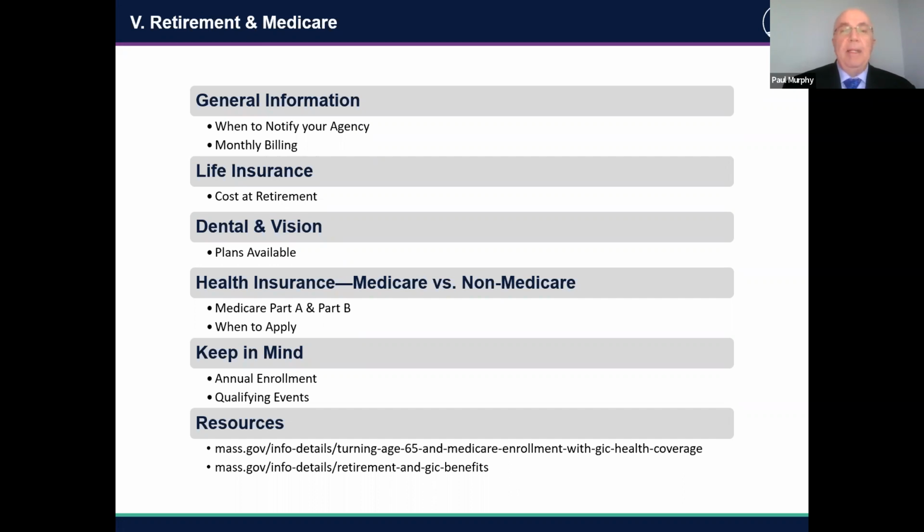One thing to keep in mind is that if you work for the Commonwealth after age 65 and you have GIC benefits and you're not going to retire, GIC advises you to enroll in Medicare Part A and defer the Medicare Part B. There will be no penalty to you if you defer your coverage because you are fully covered with the Commonwealth at age 65.